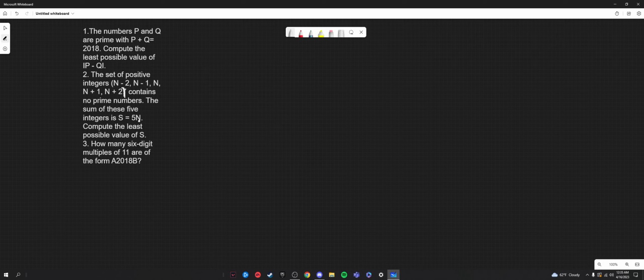Compute the least possible value of s. So what are we going to do? Well, we need 5 consecutive non-prime numbers, so we're just going to write out a whole lot of numbers. 1, 2, so no, it can't be 2, 3, 4, 5, 6.